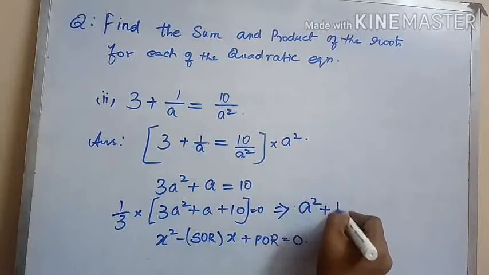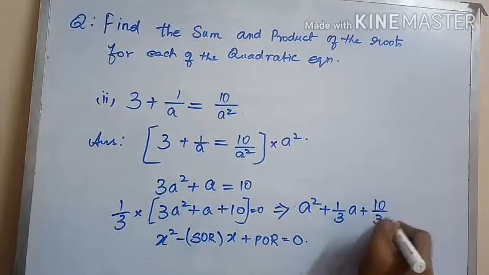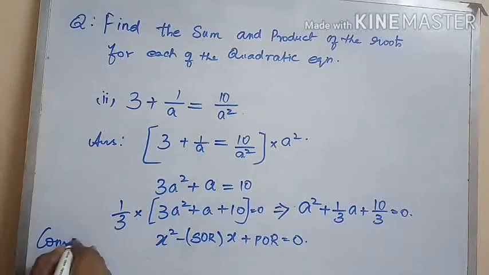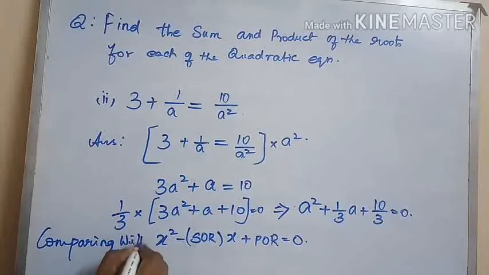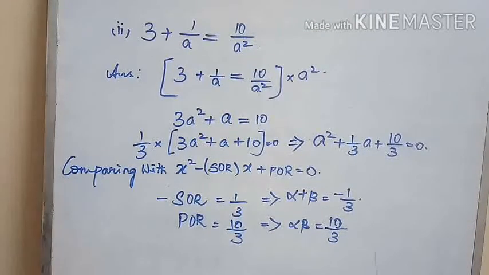Comparing this equation with the general form of equation, that is x squared minus sum of the roots into x plus product of the roots, we get alpha plus beta is equal to minus 1 by 3 and product of the roots is equal to alpha beta is equal to 10 by 3.